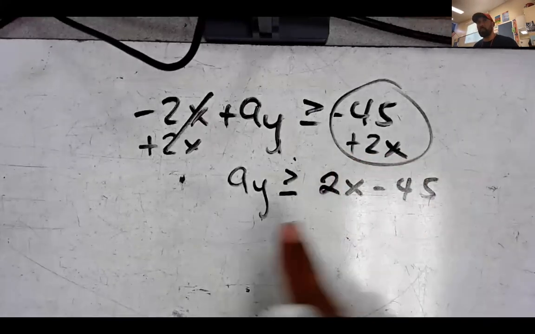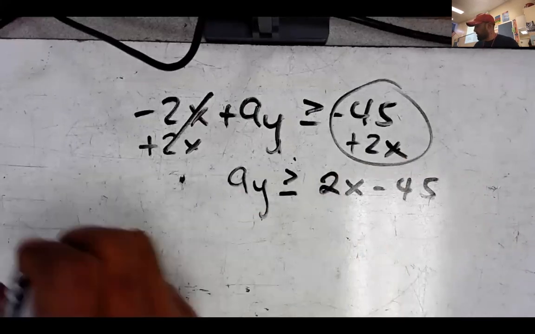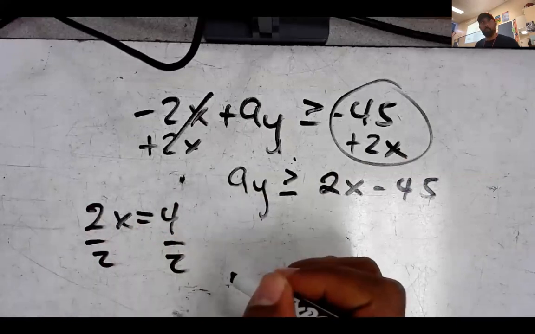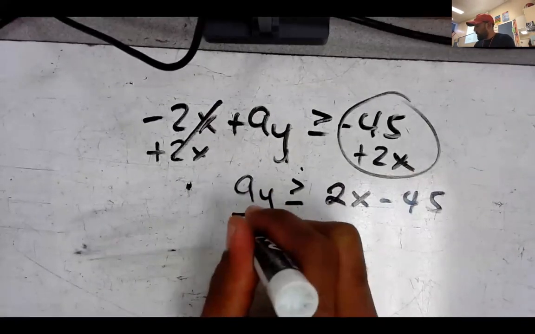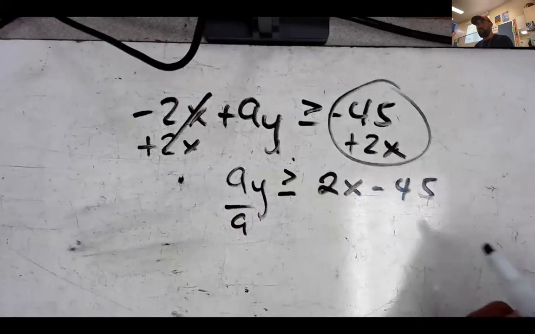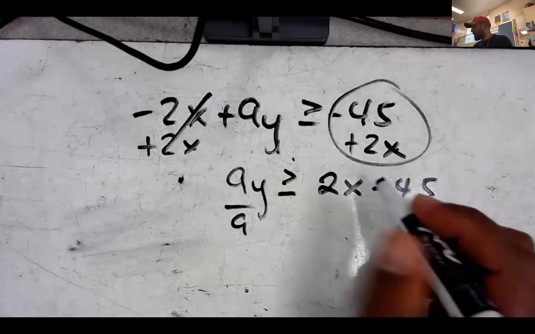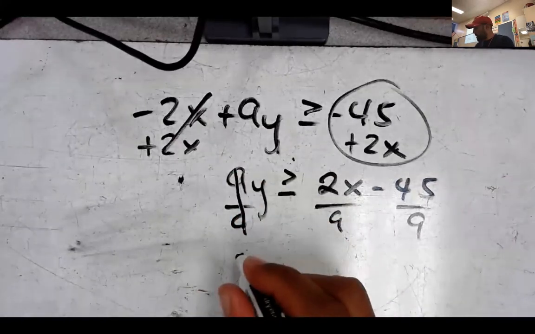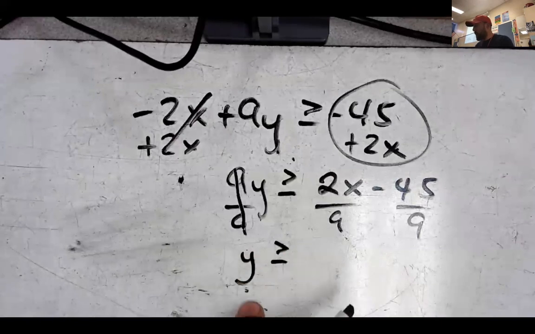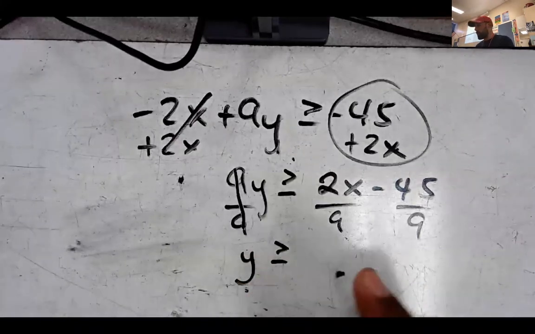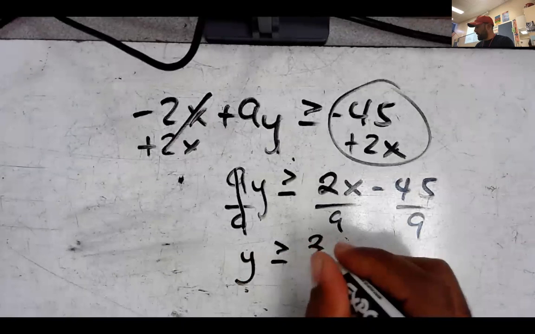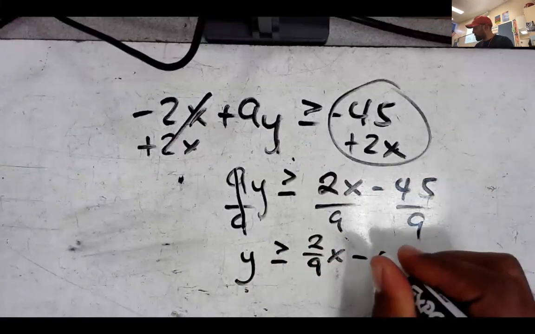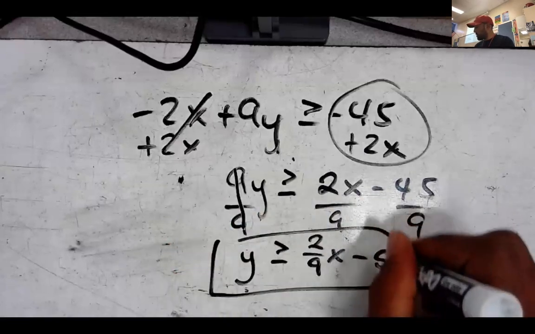Okay, then the last step here is I got to get rid of that 9. So just like if I had 2x equals 4, you would divide by 2, right? So same idea here. I divide by 9. But on the right side, I don't just divide one of them by 9. I divide both of these numbers by 9. Okay, that goes away. Now I just have y greater than or equal, and then I have 2 over 9. I can't divide that, so I have 2 over 9x. And then 45 divided by 9 is 5. So there's my new inequality.